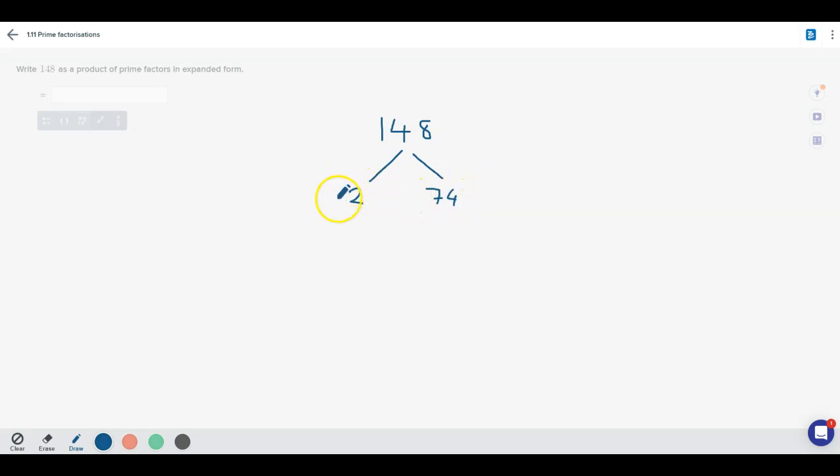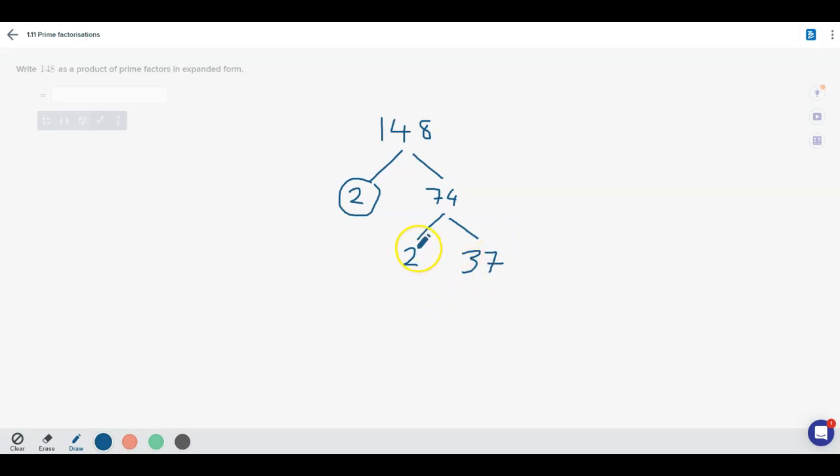Now, 2 we know straight away is a prime number, so we can circle that, and that branch has actually finished. Now the question is, what are two numbers that multiply together to give 74? So again, it happens to be an even number with a 4 on the end, so we can again go with 2 and half of 74, which is going to be 37, like that.